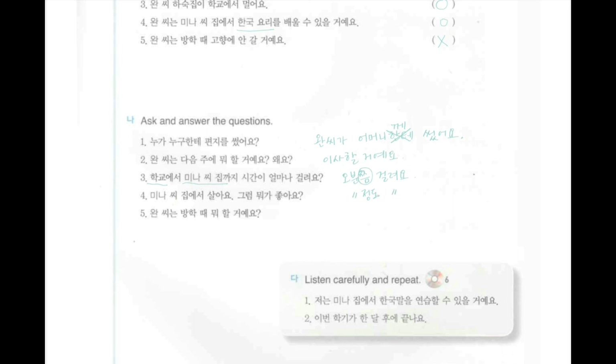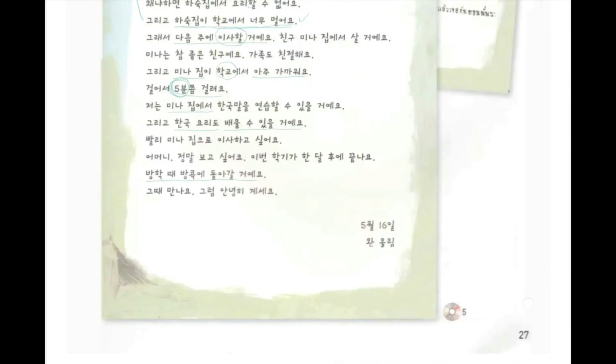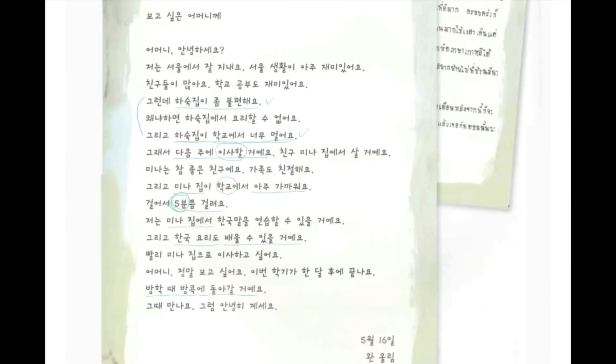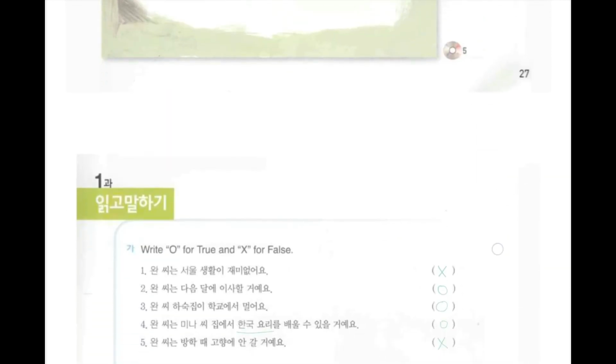So number 4. 미나 씨 집에서 살아요. 그럼 뭐가 좋아요? If you live at Mina's house, what is good? What is good? 뭐가 좋아요? So many things. You can choose either. 자, first of all, 미나 씨 집에서 한국말을 연습할 수 있을 거예요. 그리고 number 2, 한국 요리도 배울 수 있을 거예요. Isn't it? 그리고 number 3. 자, 여기 또 있네요. 미나 씨 집이 학교에서 아주 가까워요. 그리고 if you want, you can put this one as well. 미나 씨가 참 좋은 친구예요. 미나 씨 가족도 친절해요. Done? There are so many reasons to move into Mina's house.